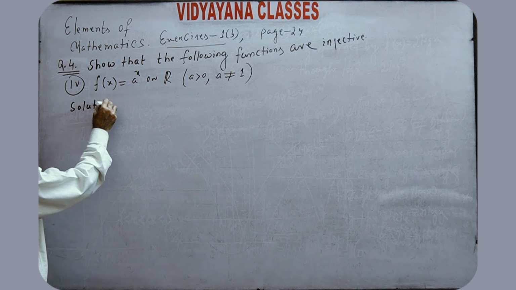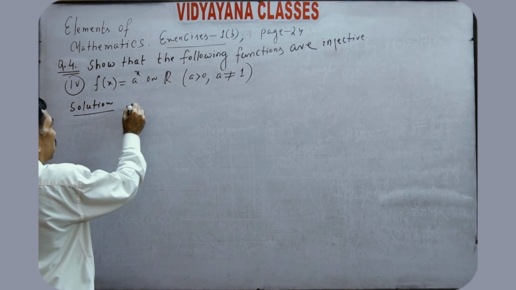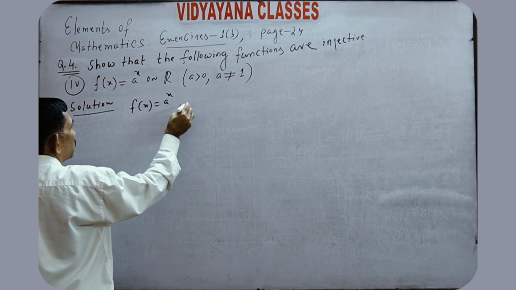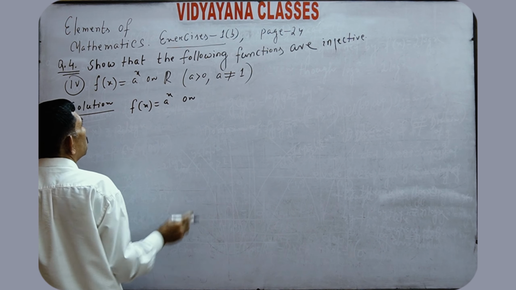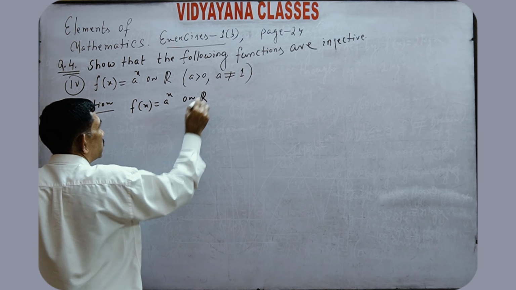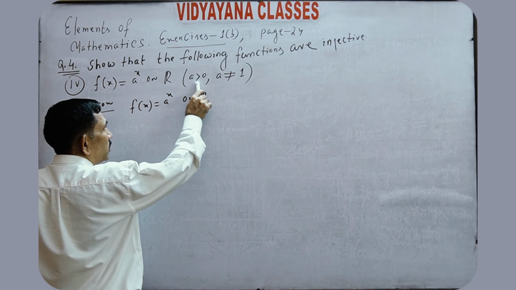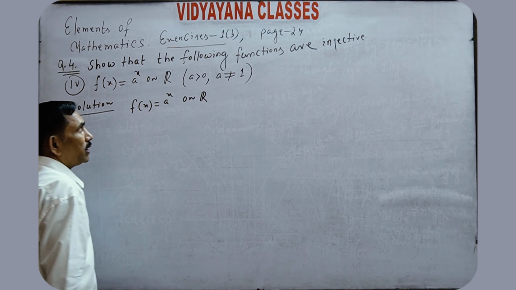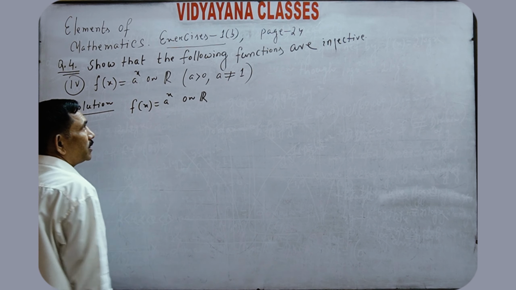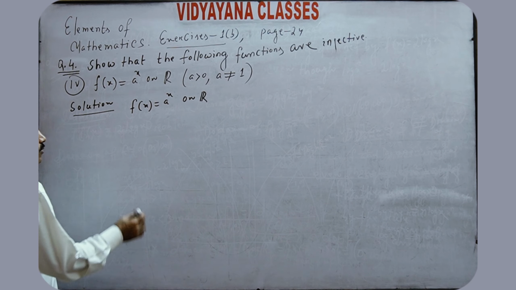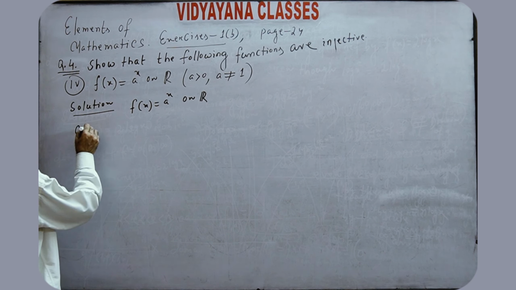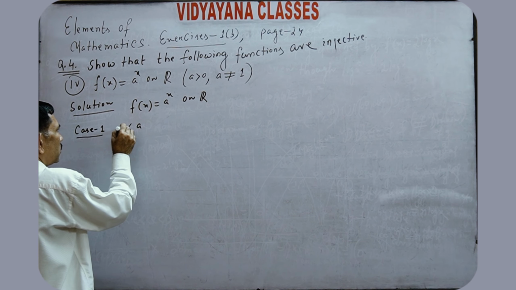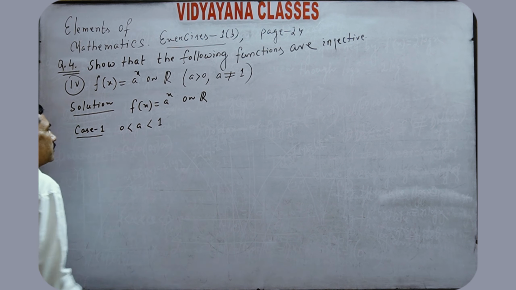Solution: f(x) is equal to a to the power x on the real set, a greater than 0, a not equal to 1. So there exist two intervals of a, since a greater than 0, a not equal to 1. Case 1, a greater than 0, less than 1.